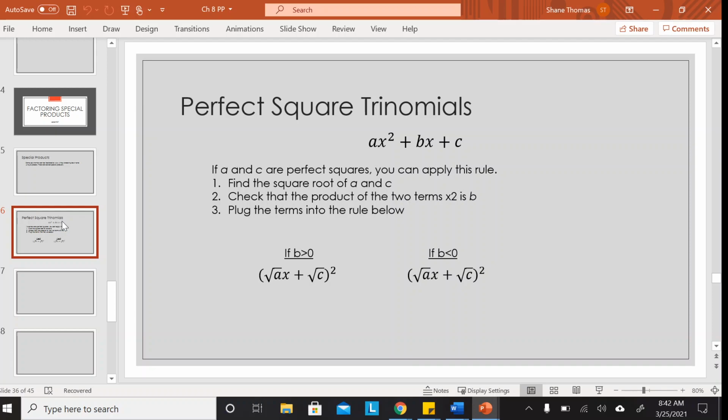If everything is positive, you have the square root of your a term plus the square root of your c term, quantity squared. That means you just have that same parentheses twice. If b is negative, then you should have a minus there. I'll fix that. Put a minus in between. Now, that looks kind of ugly with those roots in there, but I'll show you in a minute. It's really slick and easy.